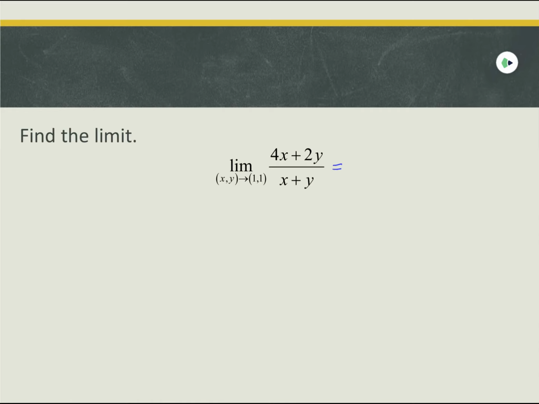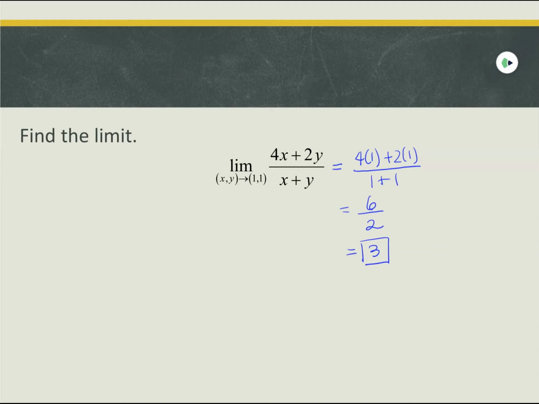We can simply substitute 1 for y, and for x we'll substitute 1 as well. So we get 4 times 1 plus 2 times 1, all over 1 plus 1. So my numerator simplifies to 6, and my denominator simplifies to 2. Simplifying that fraction, we get 3.